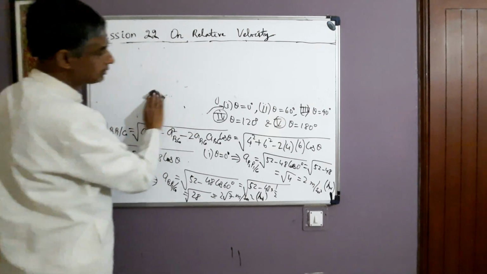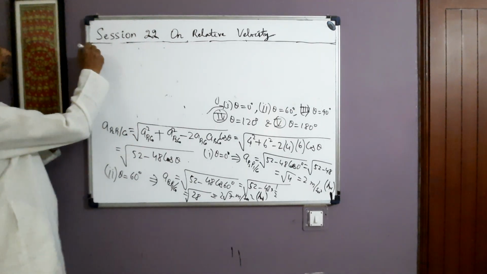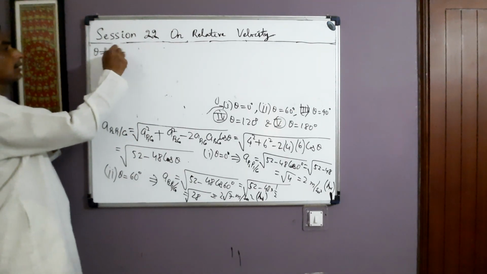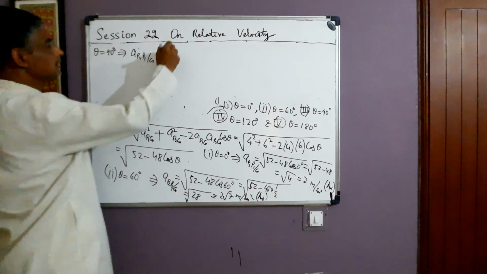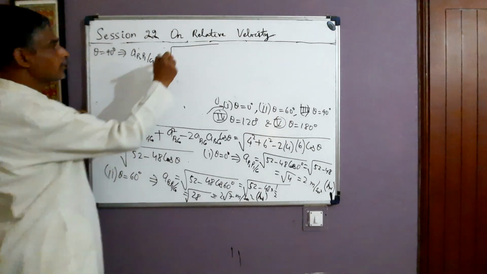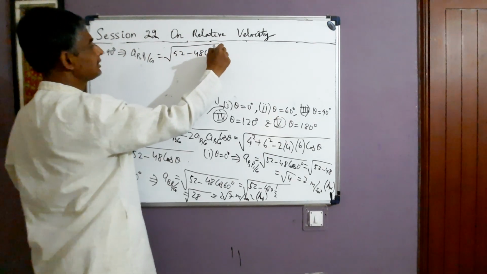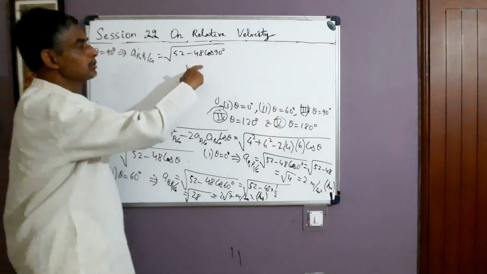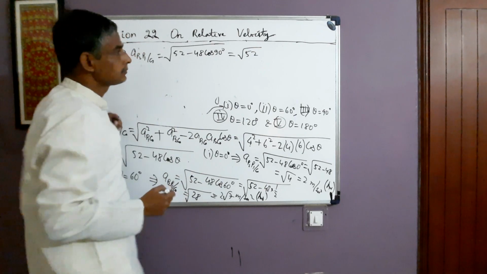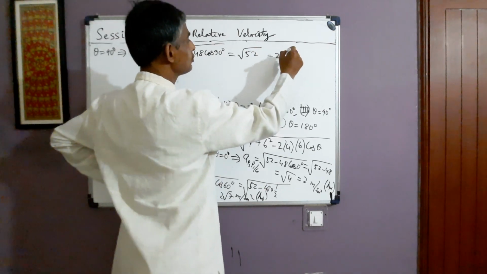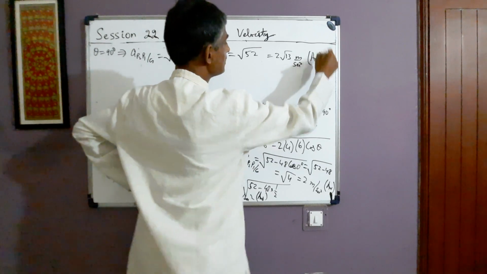Now we take the third value of theta, 90 degree. So for theta equal to 90 degree, magnitude of A P2 P1 G is equal to root under 52 minus 48 cos 90 degree. Cos 90 degree is known to be 0, so this term goes away. So this becomes root under 52. That is, this becomes 2 root 13 meter per second square. This is the required answer.